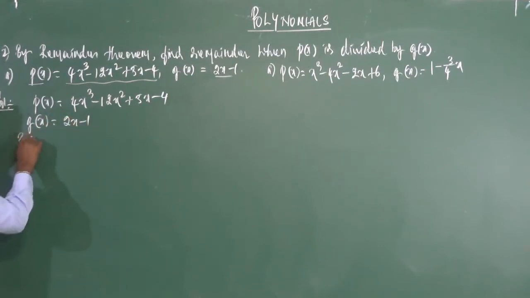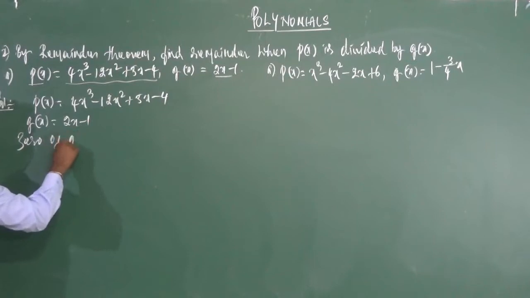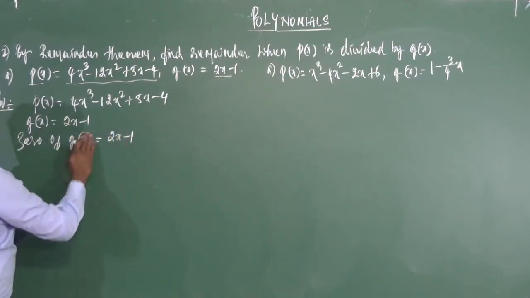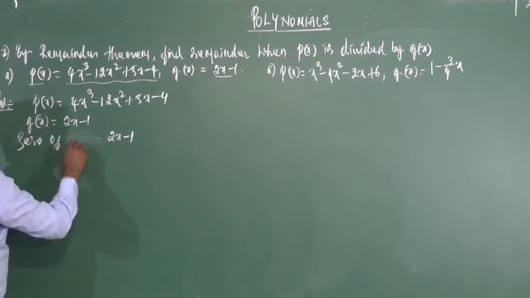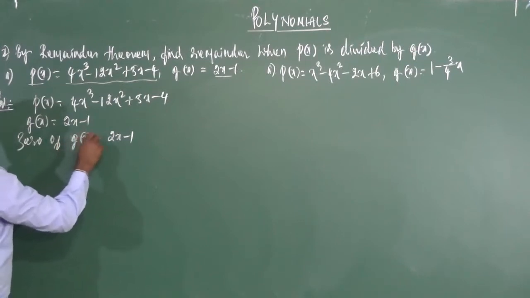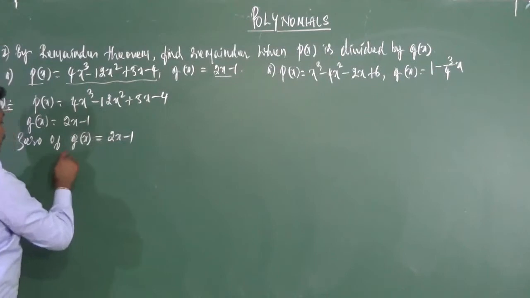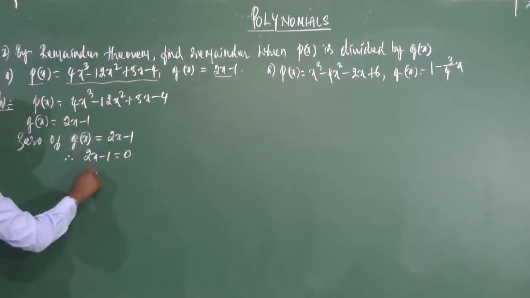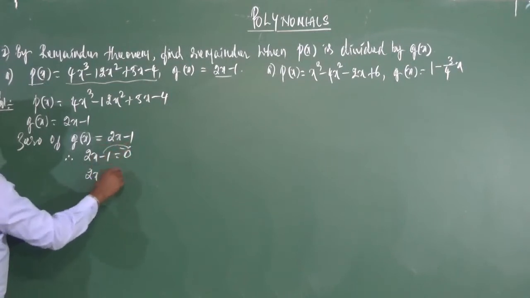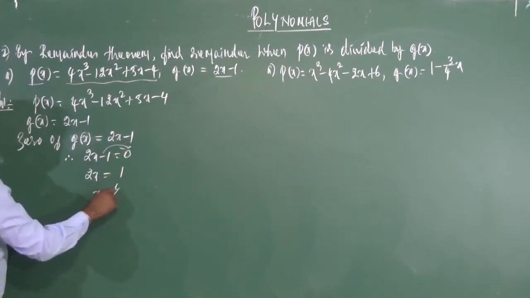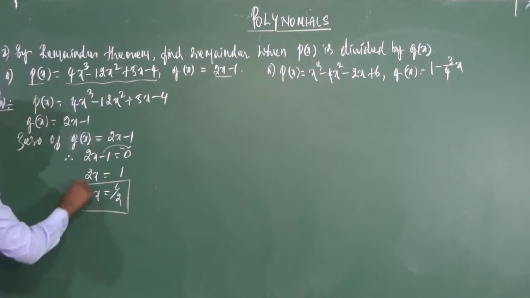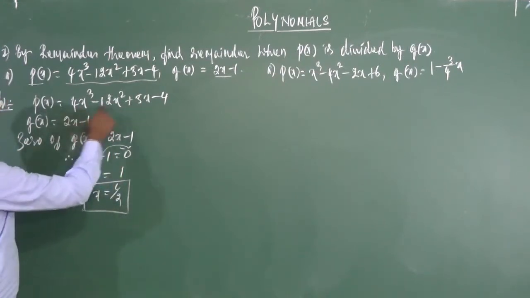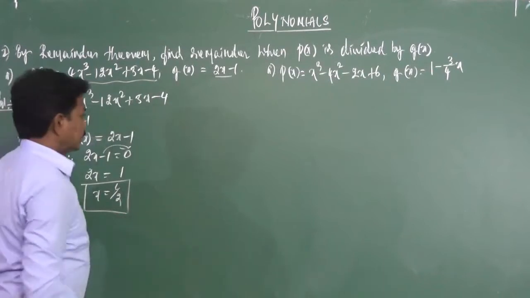So therefore the zero of g of x, which is 2x minus 1: 2x minus 1 is equal to 0. So 2x is equal to 1, the minus 1 gets transposed. So x is equal to 1 by 2. So the value of x is 1 by 2. We have to substitute this 1 by 2 here so that we get the remainder.